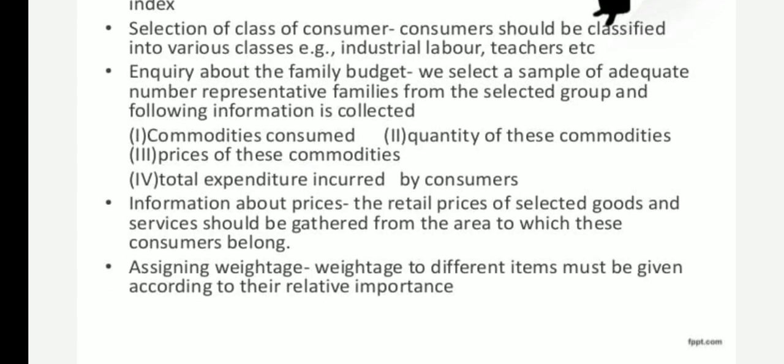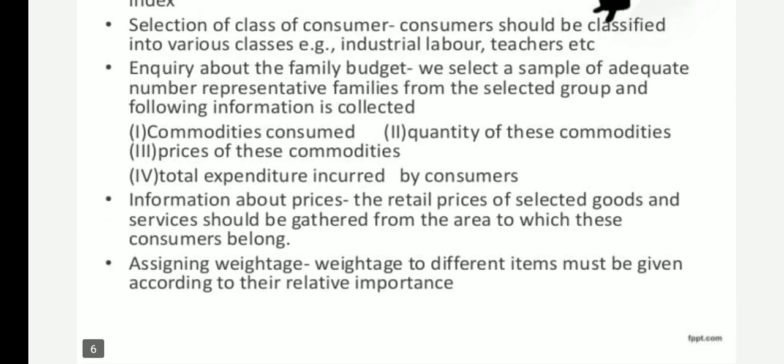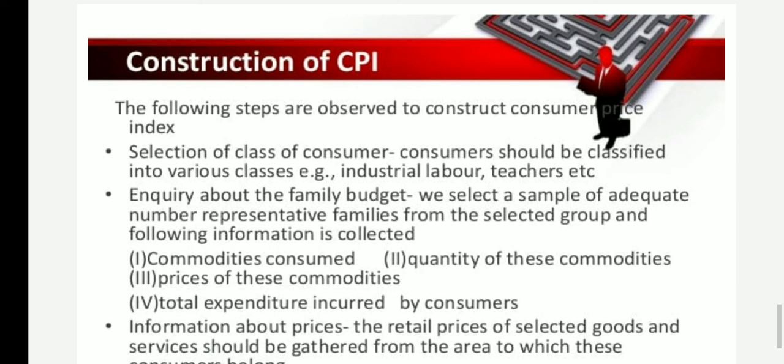Next, information about prices: the retail prices of selected goods and services should be gathered from the area to which these consumers belong. Next, assigning weights, how to give the weightage. Weightage to different items must be given according to their relative importance. So these are the steps in the construction of CPI. Let us see how to calculate the consumer price index number in the next class. Thank you.